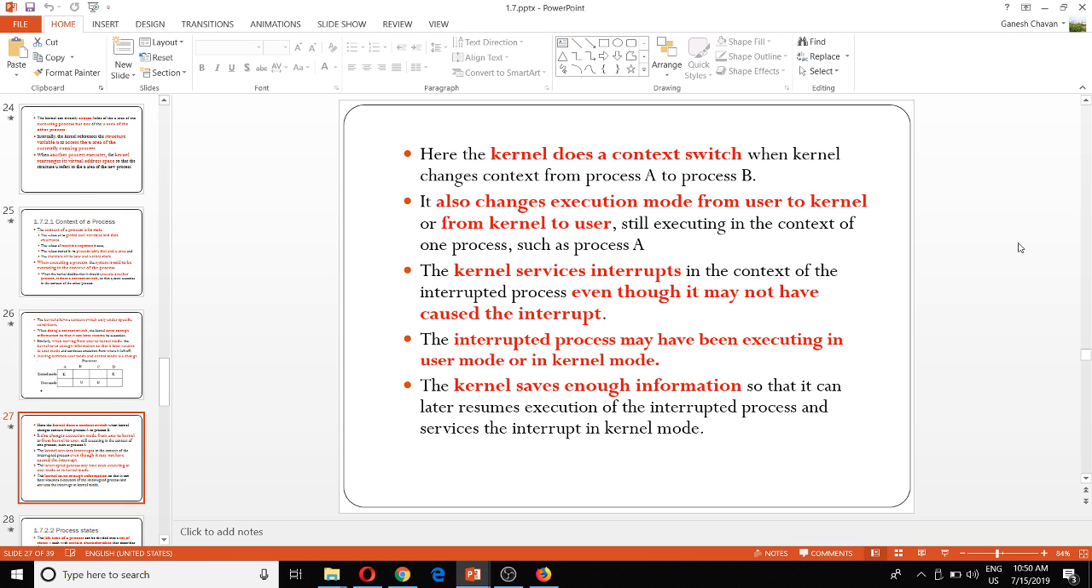Here, the kernel does a context switch when the kernel changes context from process A to process B. It also changes execution mode from user to kernel, and from kernel to user, while still executing in the context of one process, such as process A. The kernel services interrupts in the context of the interrupted process, even though it may not have caused the interrupt. The interrupted process may have been executing in user mode or in kernel mode.